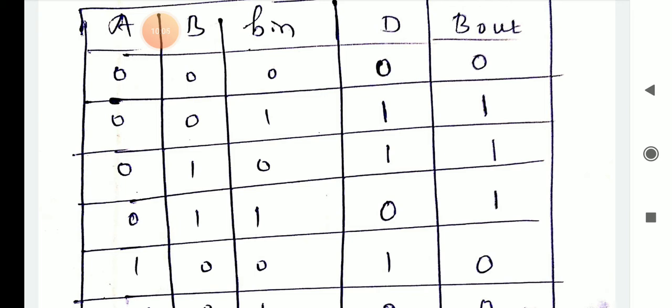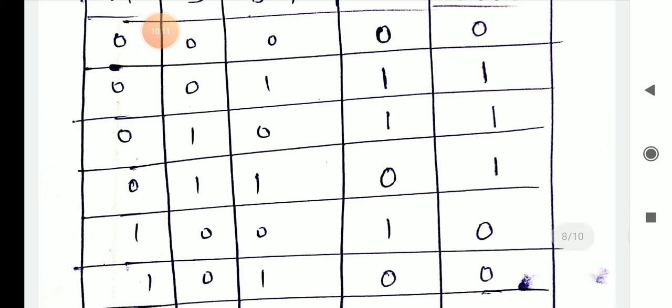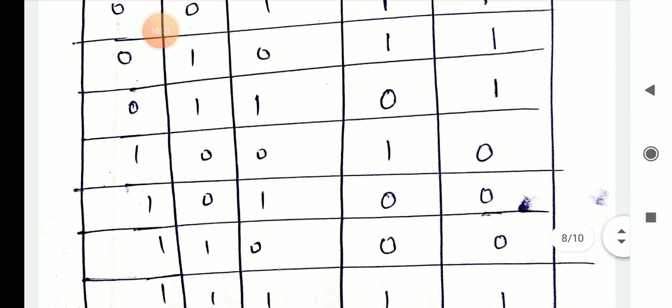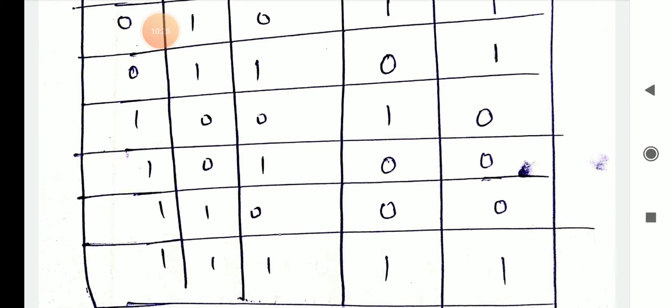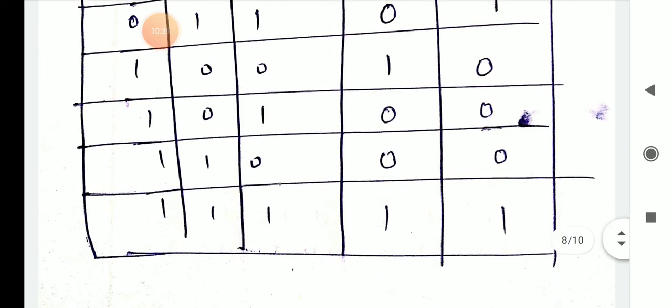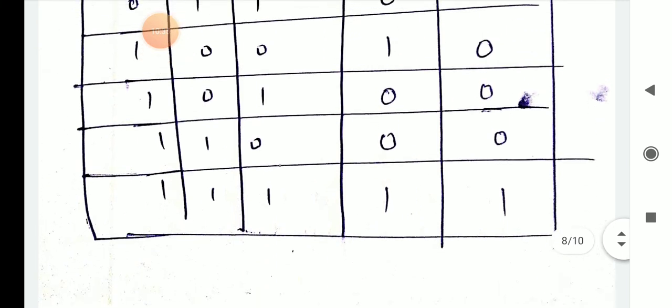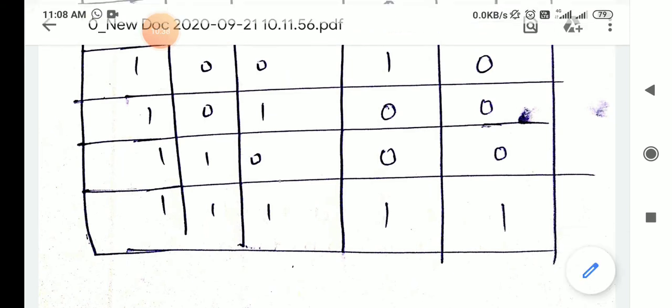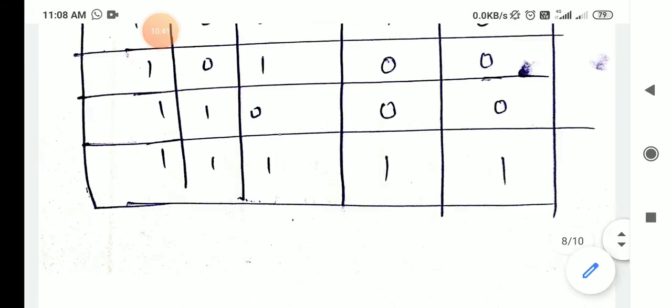Okay, so 1 minus 0 is 1, so that's why you can write difference 1 and borrow 0. 0 minus 1, you can write borrow 1. Okay, and again 1 minus 1, that is 0, you can write here the difference. Continuing the remaining combinations, 1 minus 0 is 1, 0 minus 0 is 0, 1 minus 1 is 0, and 0 minus 1, difference is 1 and borrow is 1. So this is how you will get the truth table of the full subtractor.